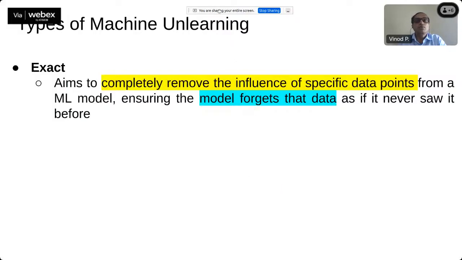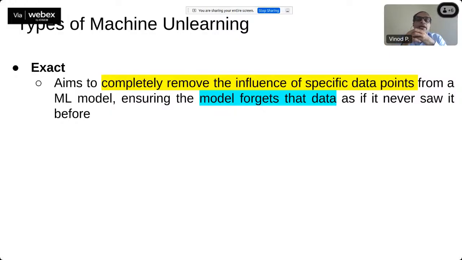So, having understood what is machine unlearning, what are the different types of machine unlearning? Machine unlearning approaches are basically classified into two different categories. One is called exact unlearning, and the second one is called approximate unlearning.